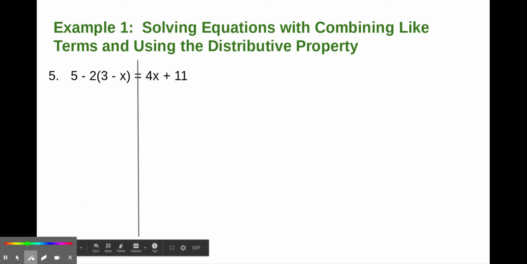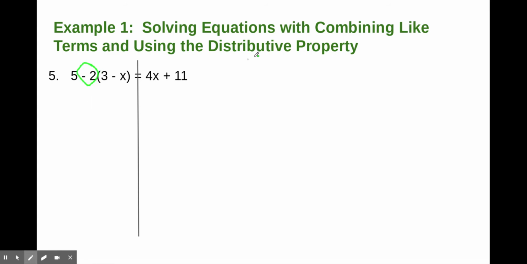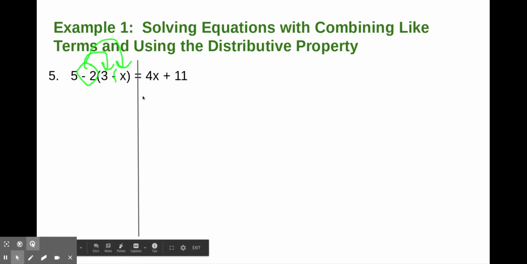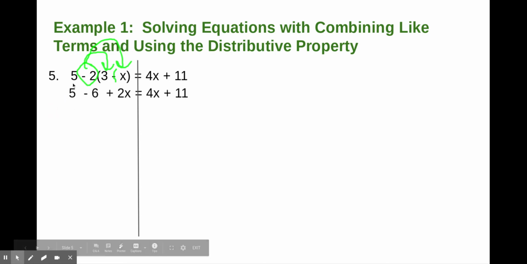So what number am I going to distribute? Not just the 2, but the negative 2. You're going to distribute negative 2 to the 3 and negative 2 to the negative x. And again, if you're wondering what number is before the x, you could put a 1 there. So when you do that on the left side, because that's the only thing we can do here, I bring down my 5. Negative 2 times 3 is negative 6, and negative 2 times negative 1 is a positive 2x.